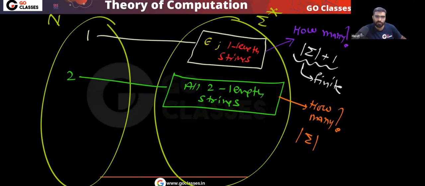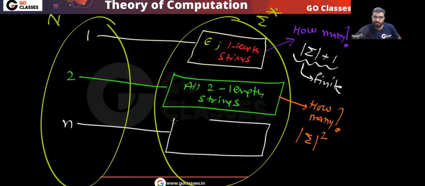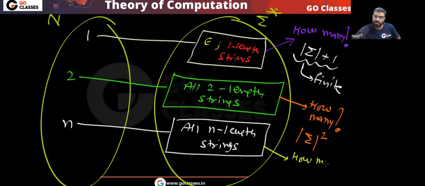To this n, what will you assign? If I have this n, to this n you will assign all the n length strings. Just assign all n length strings to this. Okay, is this clear? So how many? Tell me how many? That is cardinality of sigma power n. Very good. Yes or no?